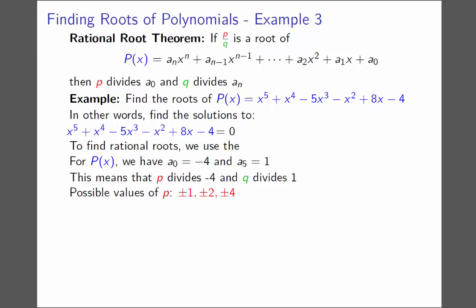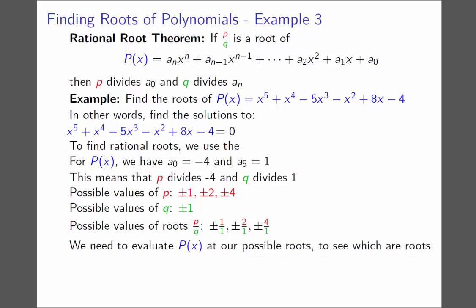So the possible values of p that divide negative 4 are plus or minus 1, plus or minus 2, and plus or minus 4, while the possible values of q are just plus or minus 1. Now taking all the combinations of p over q, we get all of the possible rational roots, which are plus or minus 1, plus or minus 2, and plus or minus 4.